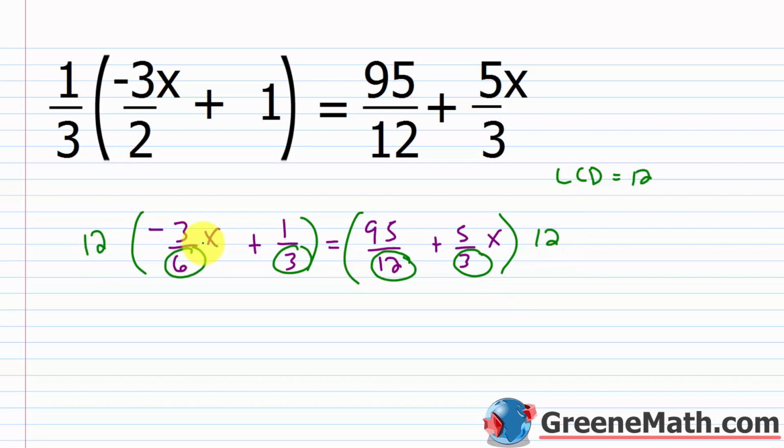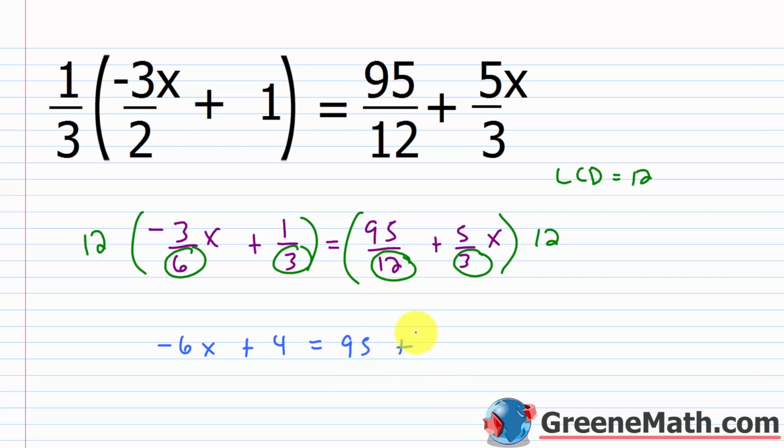So 12 times negative 3/6x would be what? I know that 12 would cancel with 6 and give me 2. 2 times negative 3 is negative 6. So this would be negative 6x. Then plus 12 times 1/3. It's basically 12 divided by 3, which is 4. So this is 4. And this equals, you would have 12 times 95/12. We know the 12s would cancel there. You're left with just 95.